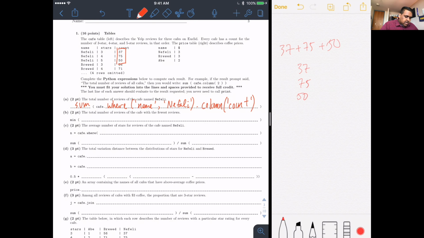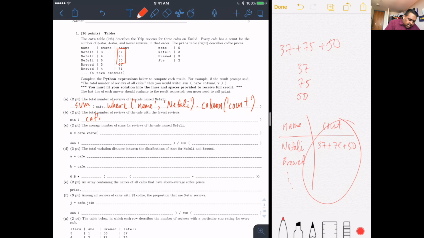The second one asks us for the total number of reviews of the cafe with the fewest reviews, right? So now we ask ourselves, how can we go about approaching this? Well, we want the total number of reviews for each cafe, right? So we want some sort of chart that looks kind of like this: name and count. So for example, we'd have Nafali, and this here would be 37 plus 75 plus 50. We'd have brood, and so on and so forth. And then we want the minimum number from here. So what function do we know will do this for us? Well, that's the group function, right?